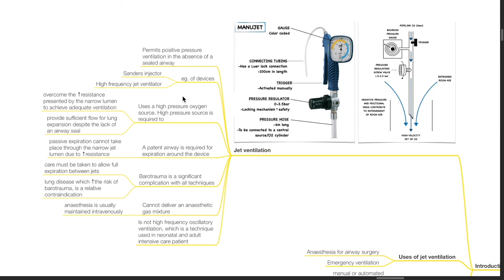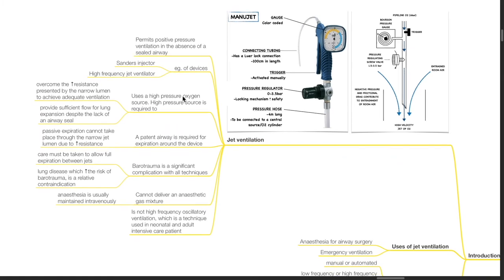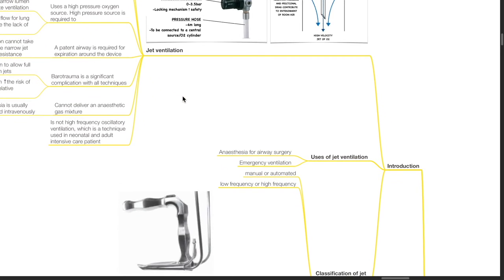Jet ventilation does not equate to high-frequency oscillatory ventilation, which is a technique used in neonatal and adult intensive care. Uses of jet ventilation are for anesthesia for airway surgery and in emergency ventilation.